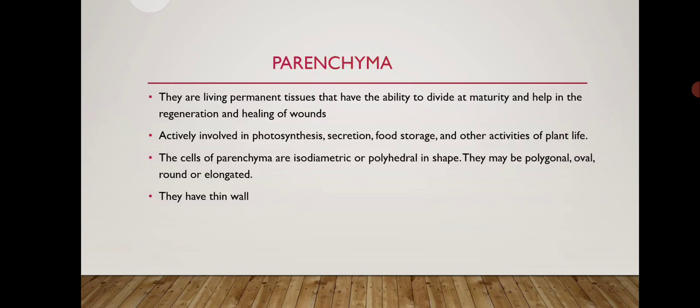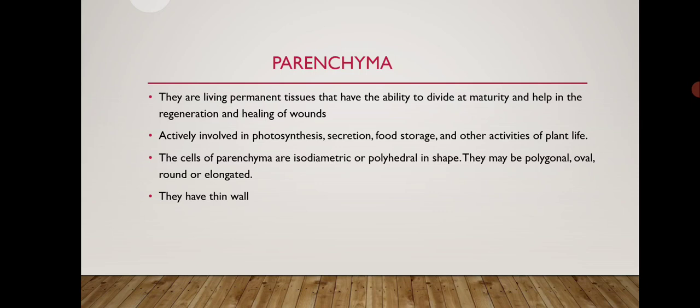Next is parenchyma. They are living permanent tissues that have the ability to divide at maturity and help in the regeneration and healing of wounds. Actively involved in photosynthesis, secretion, food storage, and other activities of plant life. The cells of parenchyma are isodiametric or polyhedral in shape. They may be polygonal, oval, round, or elongated.